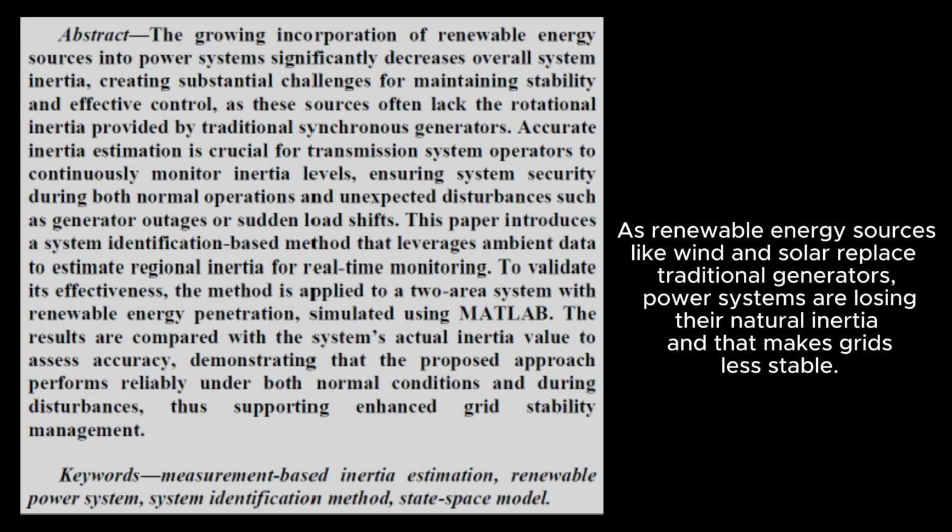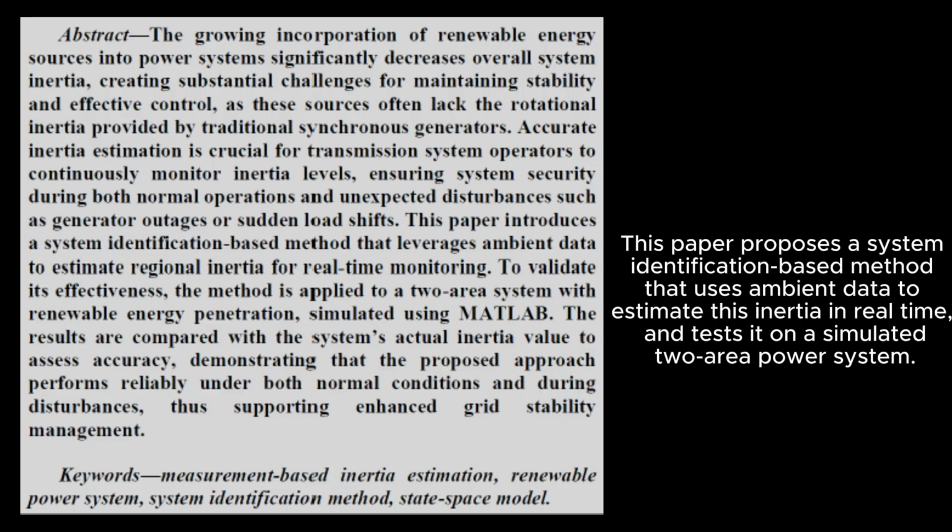As renewable energy sources like wind and solar replace traditional generators, power systems are losing their natural inertia, and that makes grids less stable. This paper proposes a system identification-based method that uses ambient data to estimate this inertia in real time and tests it on a simulated two-area power system.